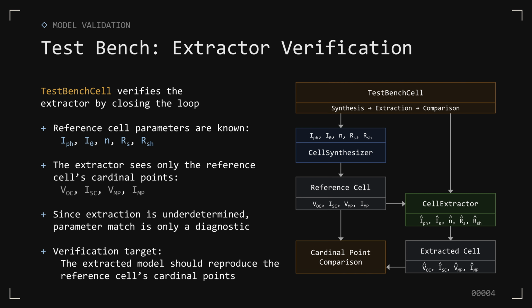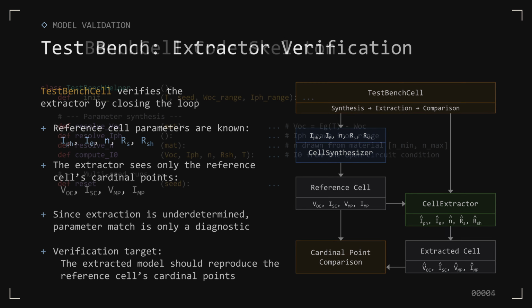As an example, one condition that can cause convergence failure is when the short circuit current multiplied by Rs exceeds the open circuit voltage. Any case that fails to converge is counted as a failure and reported along with the largest cardinal point error. That's the verification approach at a high level.